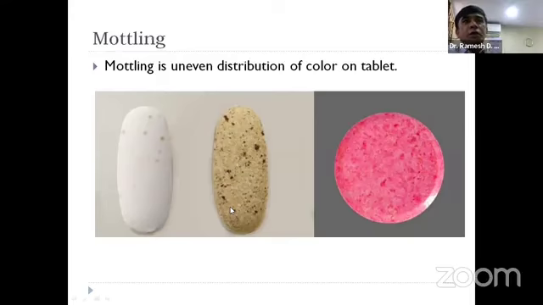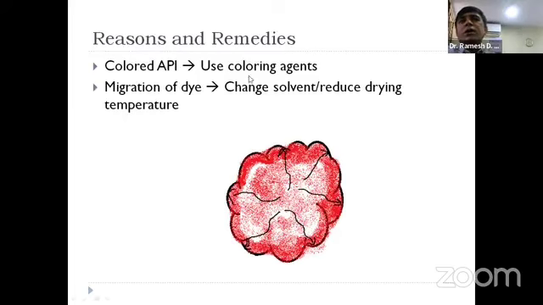Next is mottling. Mottling is uneven distribution of the dyes and colors. When the dyes or colors are not uniformly distributed on the tablet surface, it will show mottling, as it is shown over here. The reason for the mottling is colored API. If your API itself is colored, and as we know that the content of the API is normally very less, so it will not impart the color to the entire tablet. So we need to incorporate a coloring agent so that we can color the entire tablet.